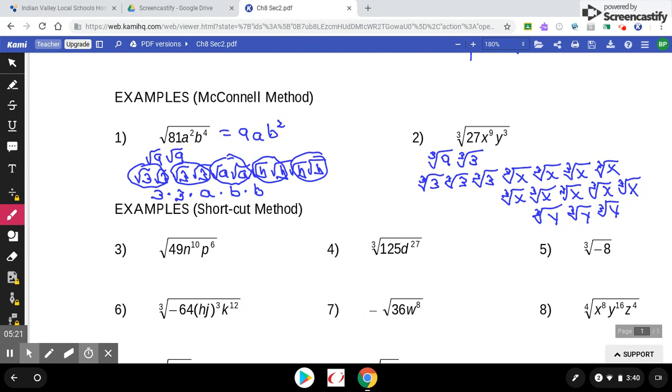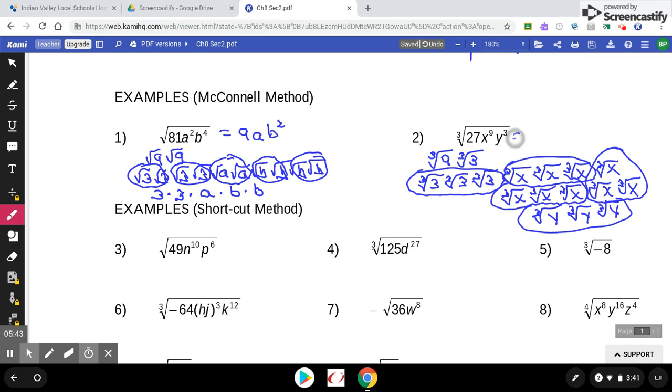But guys, here's why I put the cubed roots around this. I'm not circling pairs. If I'm doing a cubed root, I want to circle 3 at a time. If I was doing a fourth root, I would want to circle 4 at a time. So let's see. 1, 2, 3. 1, 2, 3. 1, 2, 3. And 1, 2, 3. So how many triplets did I circle?